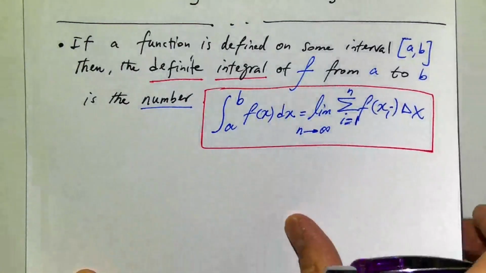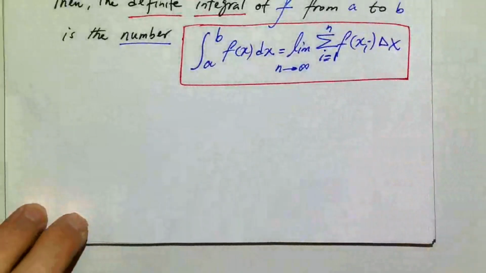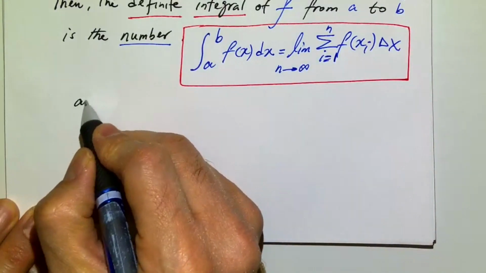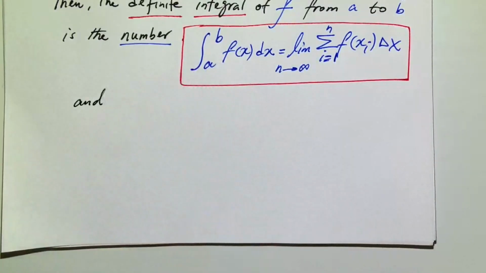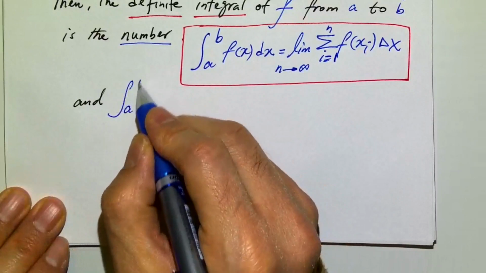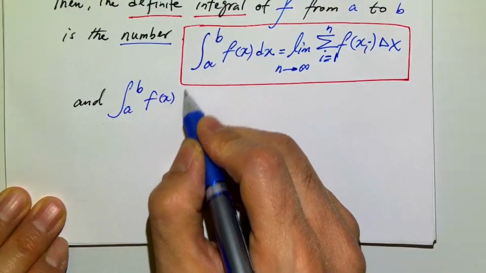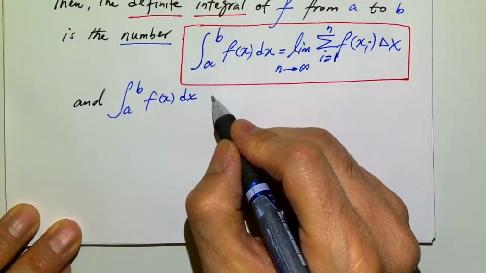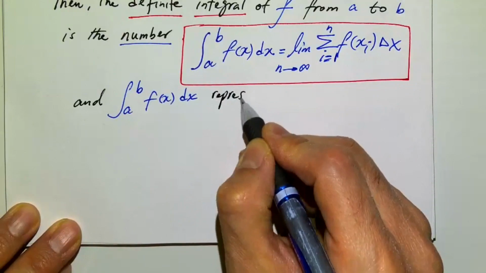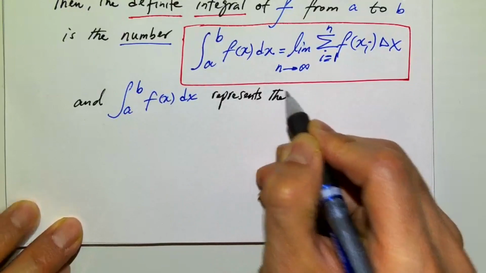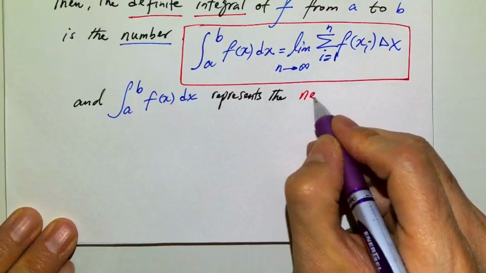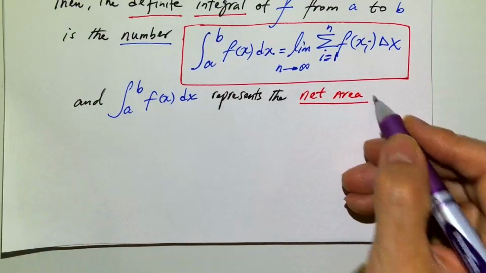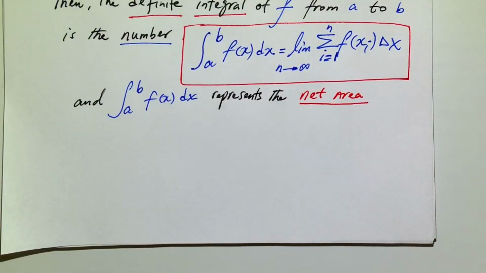Okay, and talking about what integrals do, given that definition, we have that the integral from a to b of the function f of x dx represents the area, or the net area, I should say. Very important, this is the net area. Net area refers to the summation of several areas.